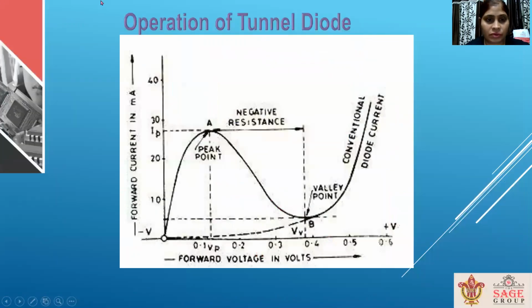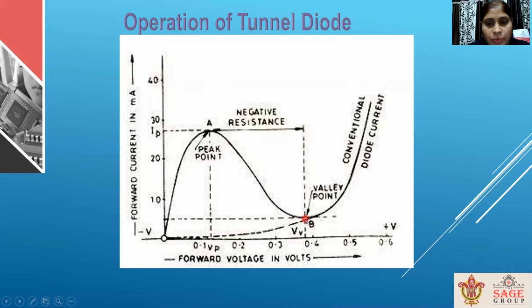So this was the characteristics, with forward voltage on the x-axis and forward current on the y-axis. The current is in milliampere, and the voltage is in volts. Initially, when voltage is not provided, there will be no current. But with the increase in the voltage, the current is increasing. But after a peak point, when the voltage is still increasing, the current will start decreasing. So this region is called the negative resistance region. This is used for oscillation purposes.